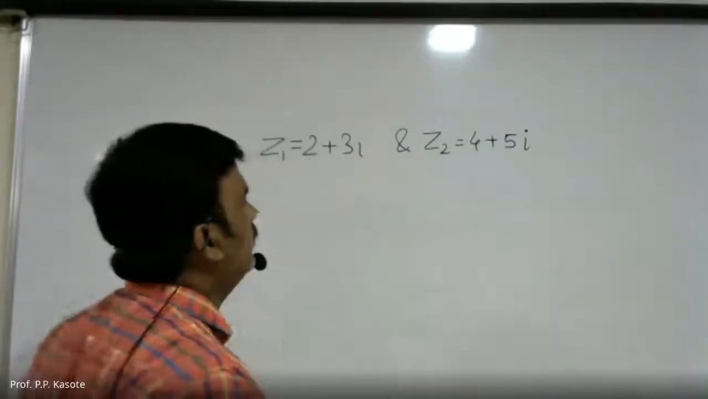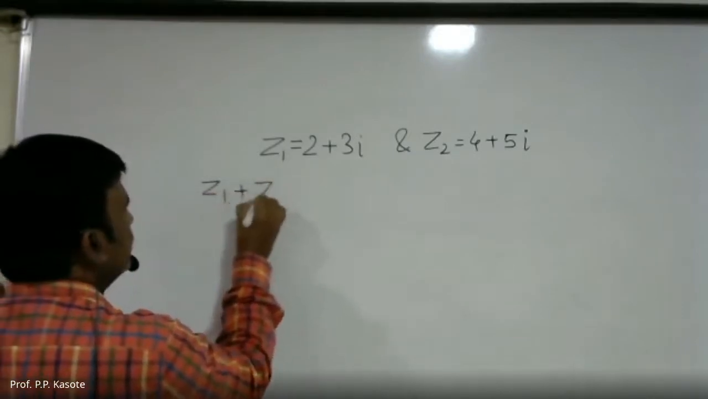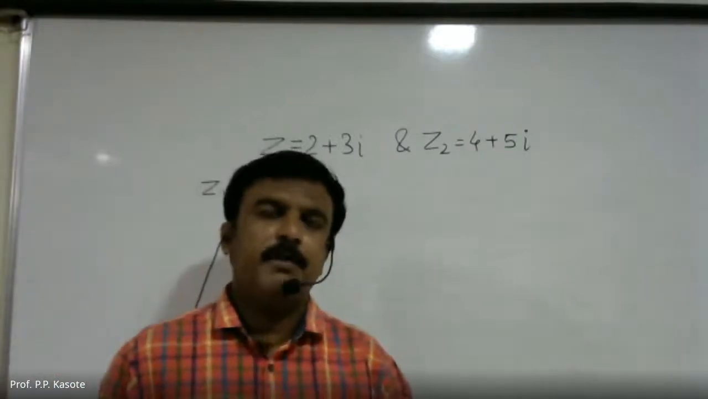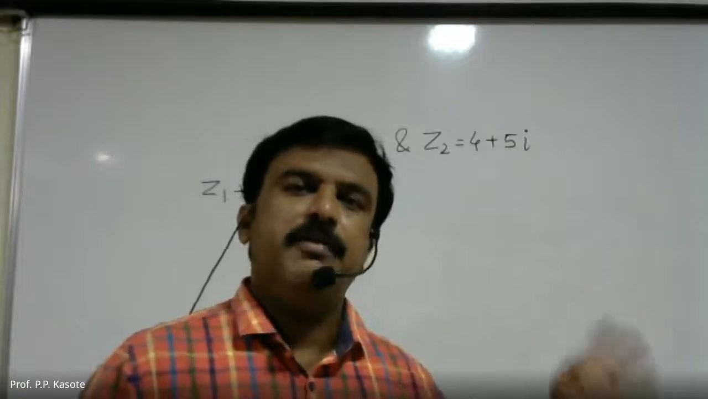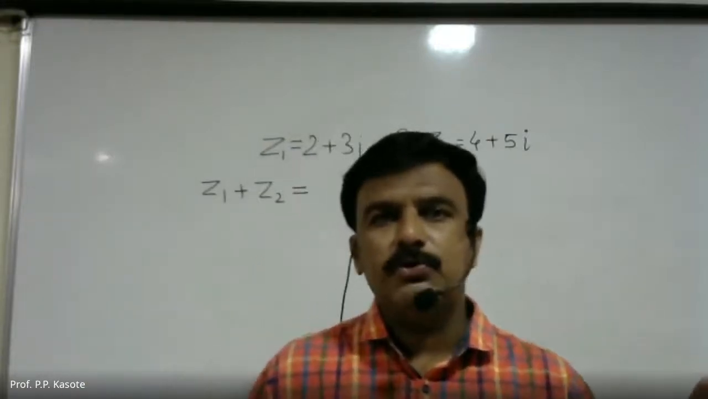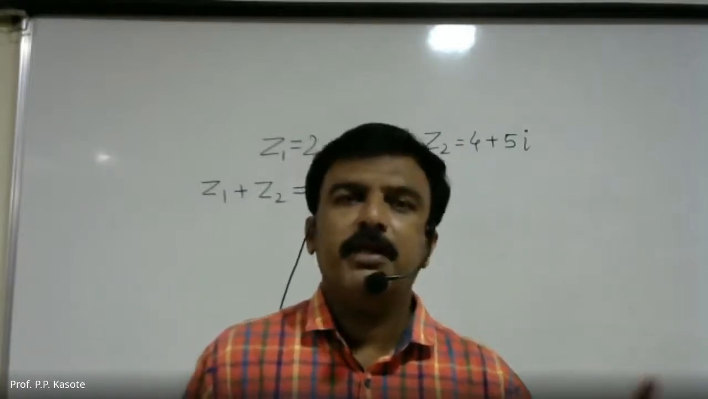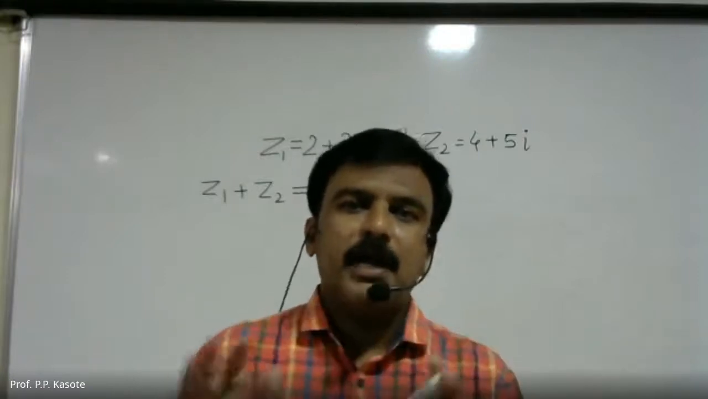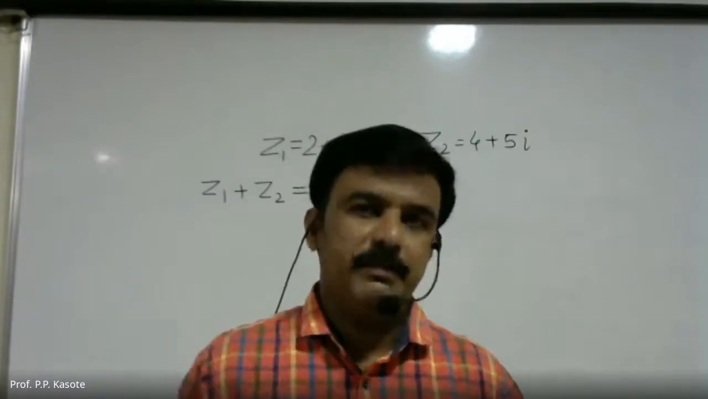Now let us discuss the addition first. We will do z1 plus z2. Please remember this. We are performing operations on complex numbers. It means that here we are trying to add two complex numbers. So of course, if we add one complex number to another complex number, what will the answer be? It will be a complex number. A complex number means we will get something in the form of a plus ib.